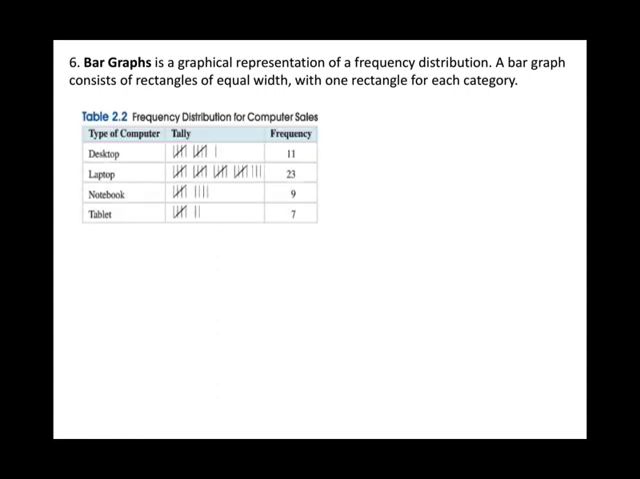Okay, number 6, bar graph. A bar graph consists of rectangles of equal width with one rectangle for each category. So look at this example. The frequency distribution for computer sales. Okay, I want you guys to use the data to construct a bar graph. Use the type of computer here as the x-axis, and use the frequency as the y-axis.